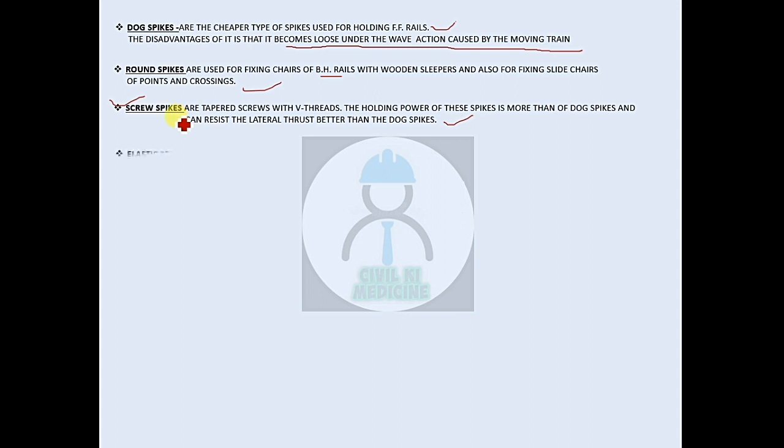And fourth one is elastic spike. It is used for fixing a flat-footed rail to the wooden sleeper. And this gives better grip and results in reduction of wear and tear of rail.